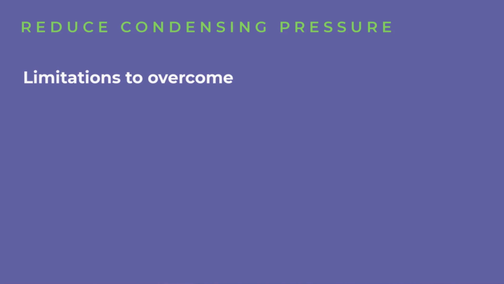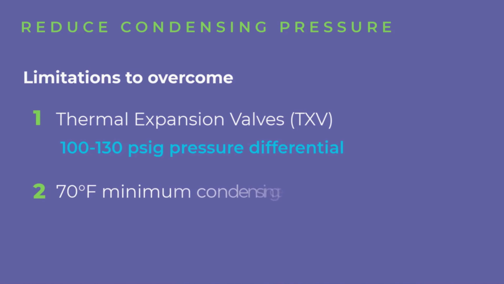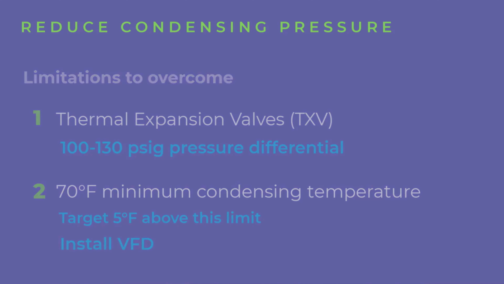The primary limitations to overcome include: 1. Typically, thermal expansion valves, or TXVs, require a 100 to 130 psi pressure differential. 2. Some older compressors specify a 70 degree Fahrenheit minimum condensing temperature, in which case you should target 5 degrees above this limit. An additional option is to install a condenser fan variable frequency drive, or VFD, and a floating head control upgrade.